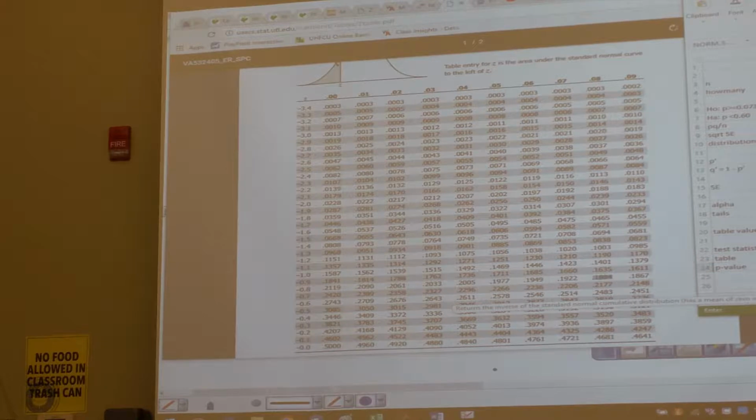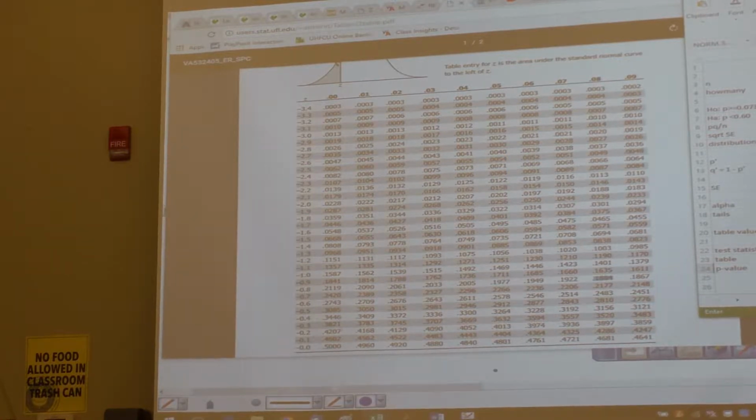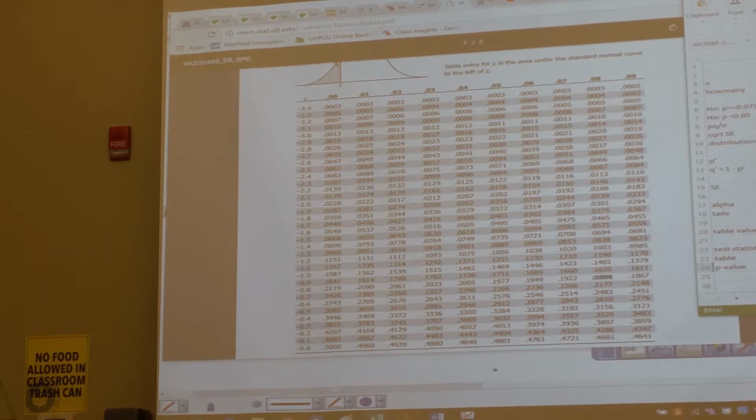So I always have to click on these. I always forget which one I want. So it says here that I have to enter what? A Z-score. The Z-score is the calculated test statistic.